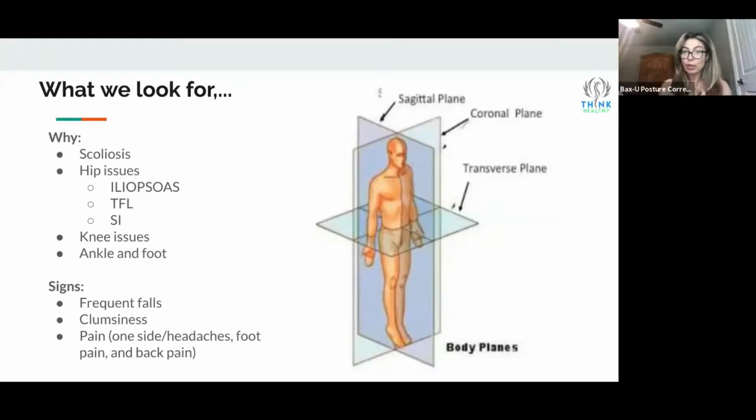Is it an iliopsoas problem, which starts from the lower back, attaches to the hip, typically caused by a lot of sitting? Is it a TFL problem, which is tensor fasciae lata? It's a little muscle on the side of your hip, and the tendon is the longest one that goes from the side of your hip crease, like around here, all the way and attaches to the side of your knee. Or is it the SI problem, which is the sacroiliac, right?